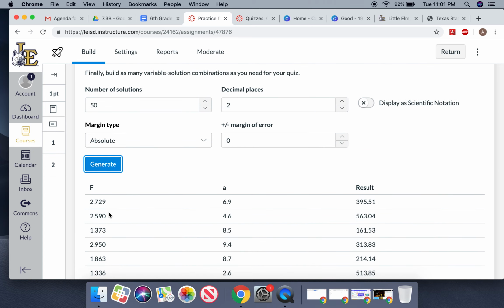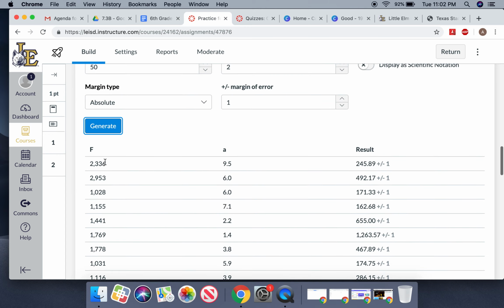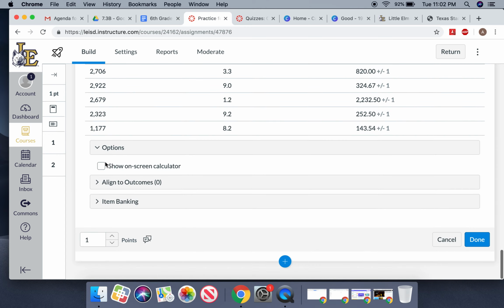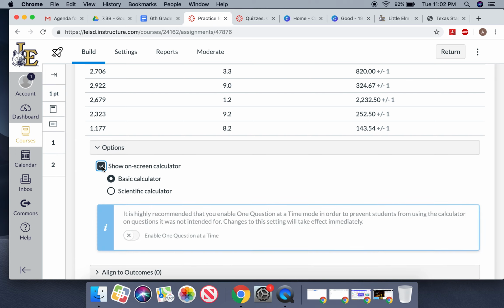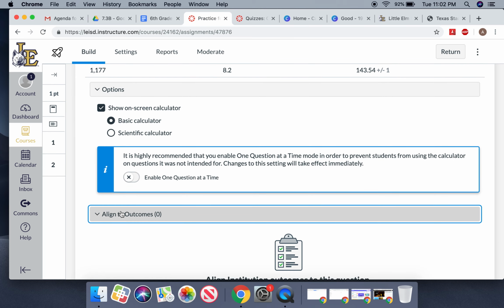Yeah. This one you might want to give a bit of a margin of error, just because if you're using decimals, and depending on how they round, there might be a situation where you might just give them the benefit of the doubt. But it's up to you. I'll just put that in so you can see it. So let's generate. Okay. So we can create our 50 questions, or however many you want. You can show the on-screen calculator so that way they have that there. So let's keep that on. Let's see what it looks like.